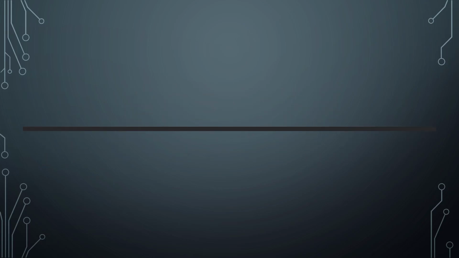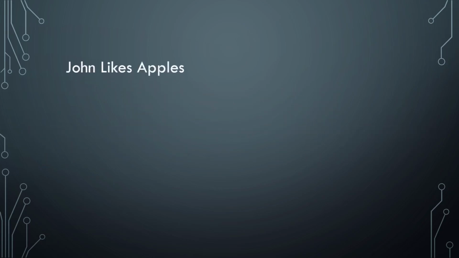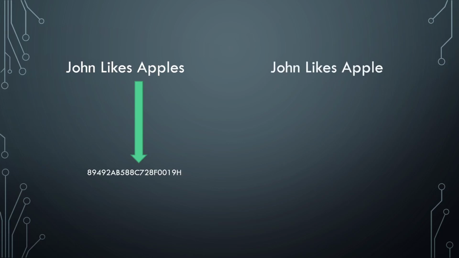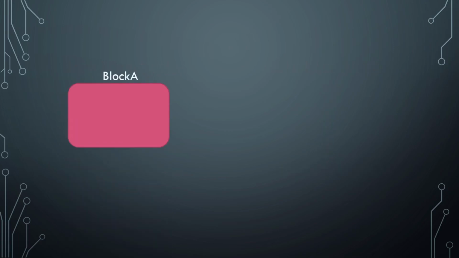I have this phrase, John likes apples, and I've applied the SHA-256 algorithm on it and got the hash value below. If I change apples to apple without S, the whole hash value will change. Now, how does this apply to blockchain? Well, imagine block A containing data. You apply some hashing on it and obtain this hash value.